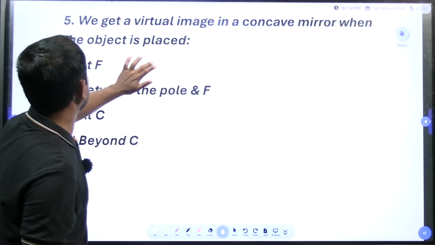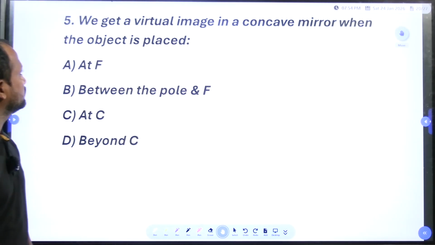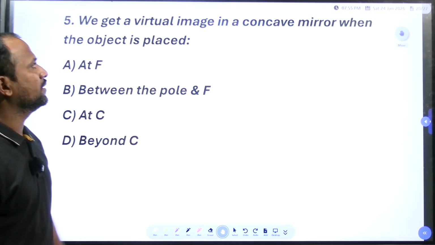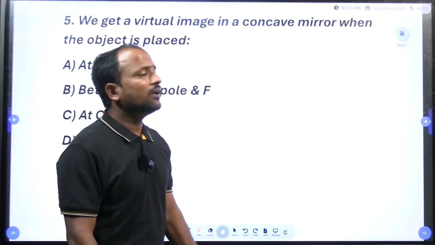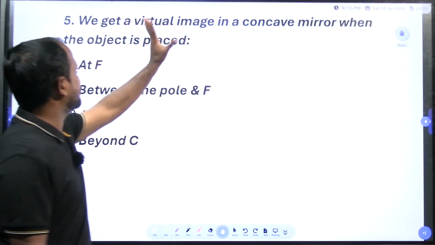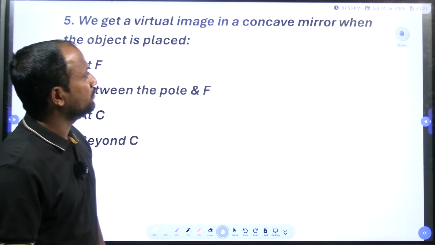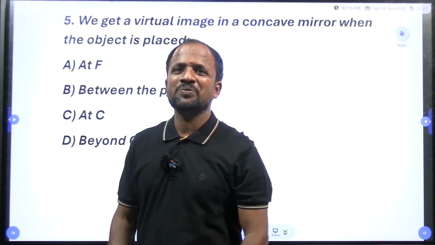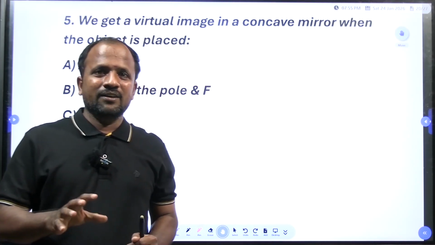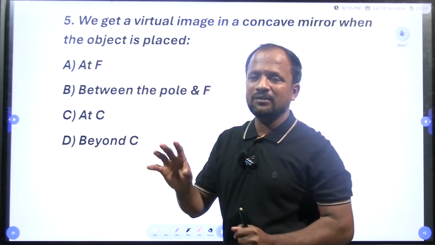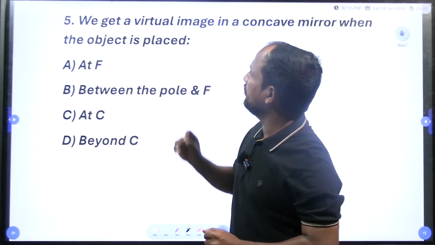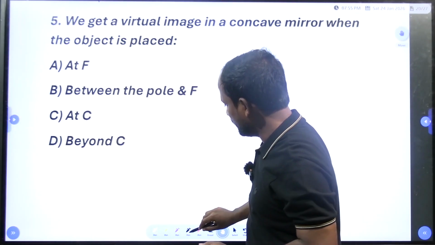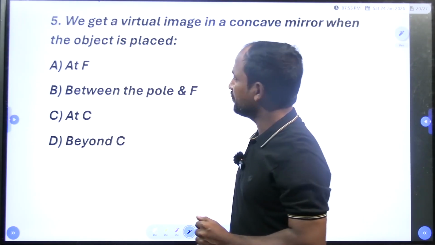Next question, see here. We get a virtual image in a concave mirror when the object is placed at which position? Okay, the question is asking at one particular position when we are going to get a virtual image.